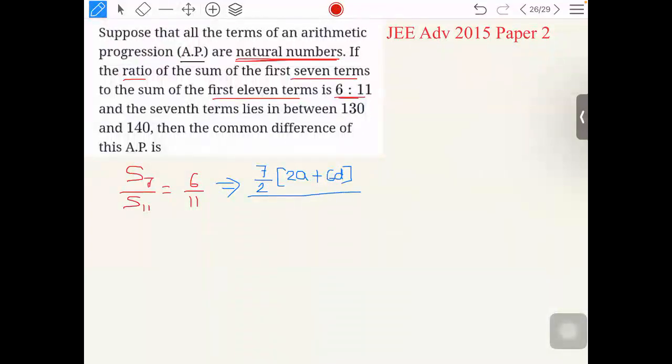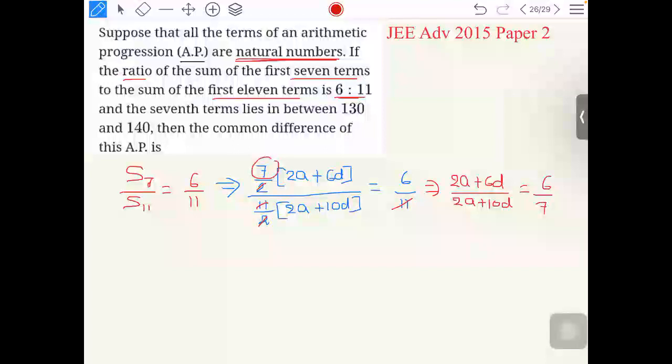and S11 हो जाएगा हमारा 11/2 (2A plus 10D), and this ratio is given to us as 6/11. So if you look carefully, we can cancel out this 11, this 2. So what we will get from here, (2A plus 6D) by (2A plus 10D) is equal to 6/7. इस 7 को हम लोग इसके नीचे ले आएंगे डिनोमिनेटर में, 6/7 हो जाएगा.